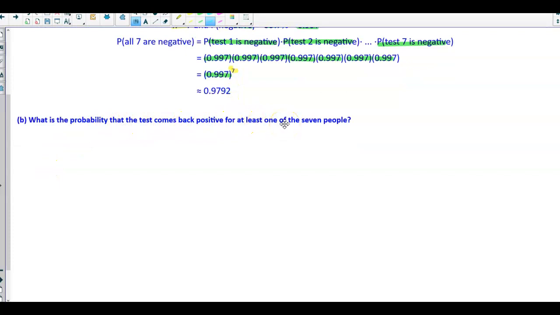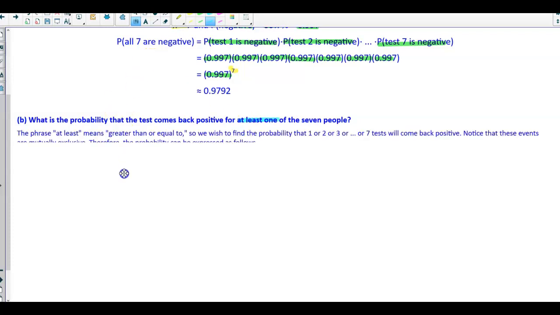Now in Part B it says, what is the probability that the test comes back positive for at least one of the 7 people? We need to be careful and understand what the words at least one of the 7 people mean. The phrase at least means greater than or equal to. So we wish to find the probability that 1 or 2 or 3 or up to 7 tests will come back positive.